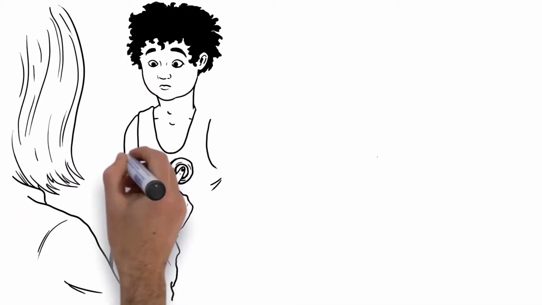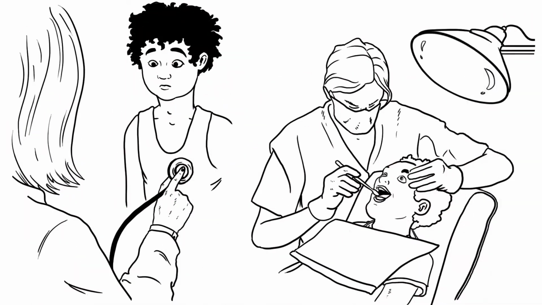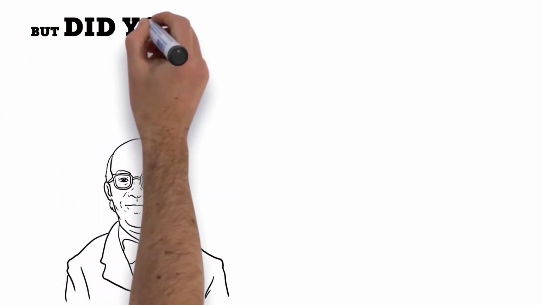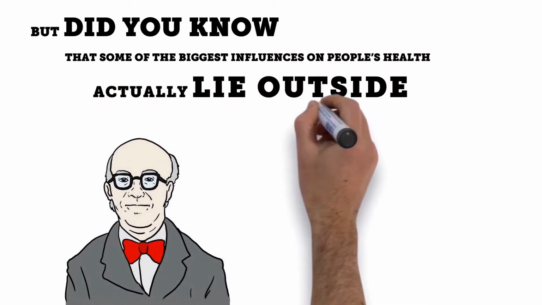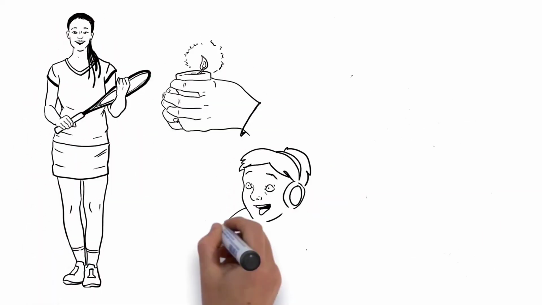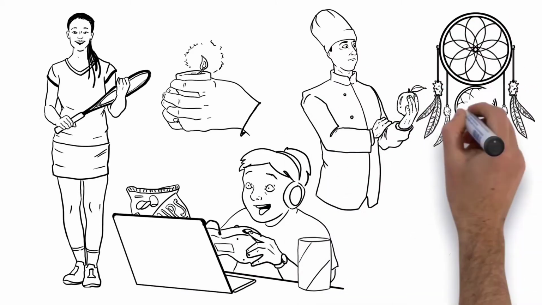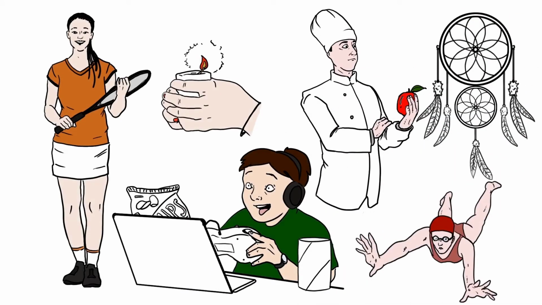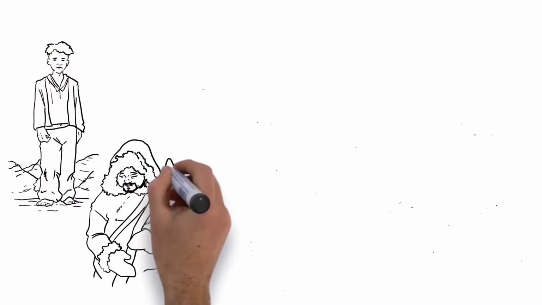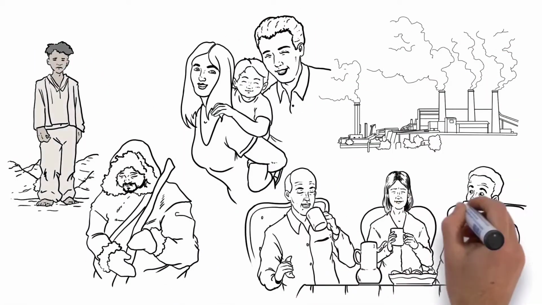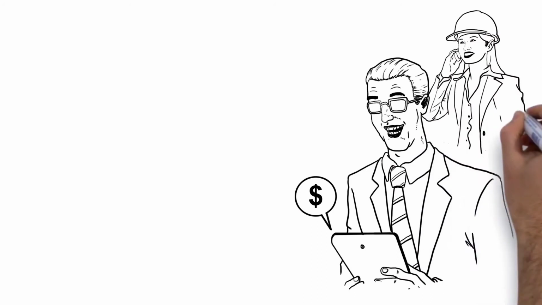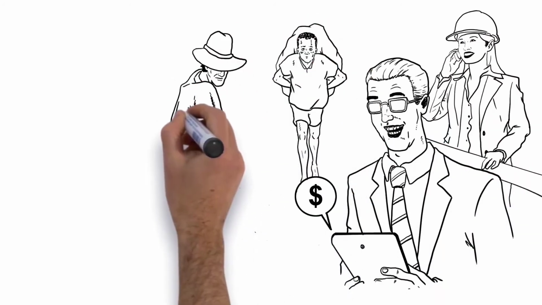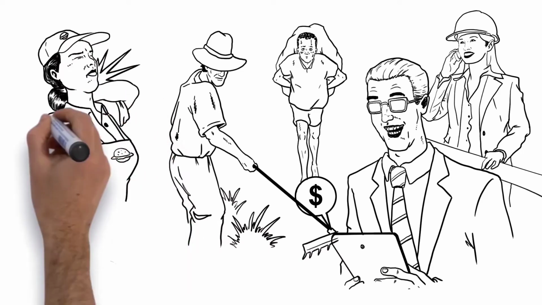Access to clinical care is an important factor in determining the health of populations. But did you know that some of the biggest influences on people's health actually lie outside of the clinical setting? The culture within which people live influences their values, norms, and related health behaviors, practices, and goals. Social support and people's physical environment also influence health outcomes. People's income levels, education, and employment exert influence on their health behaviors and health outcomes as well.